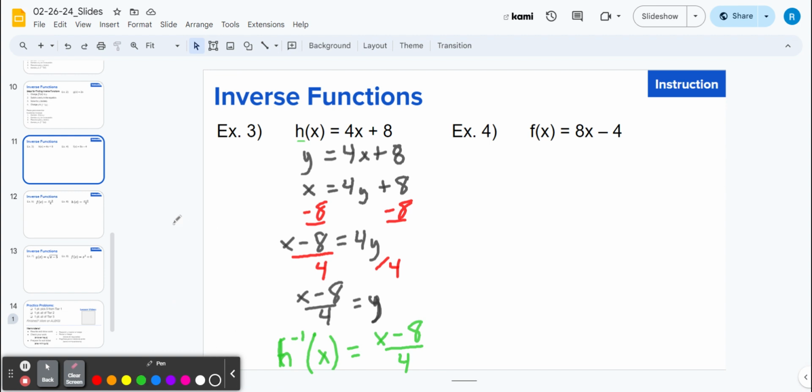Okay, definitely start trying this on your own. Pause your screen, unpause it, check against my work. I'm going to buzz through example 4 now as well.